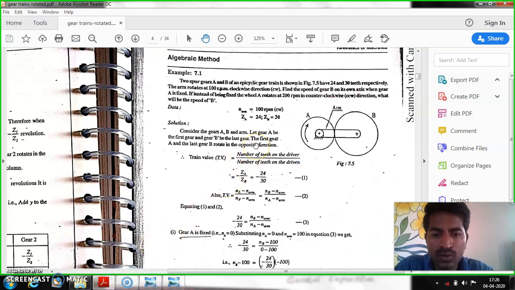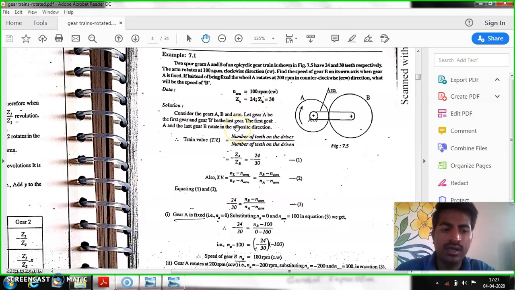Okay. Let us move to this particular question. Two spur gears A and B of an epicyclic gear train are shown in the figure. They have 24 and 30 teeth respectively. The arm rotates at 100 rpm in the clockwise direction. Find the speed of gear B on its own axis when gear A is fixed. If instead of being fixed, the wheel A rotates at 200 rpm in the counterclockwise direction, what will be the speed of B? First, understand the physics of the problem.